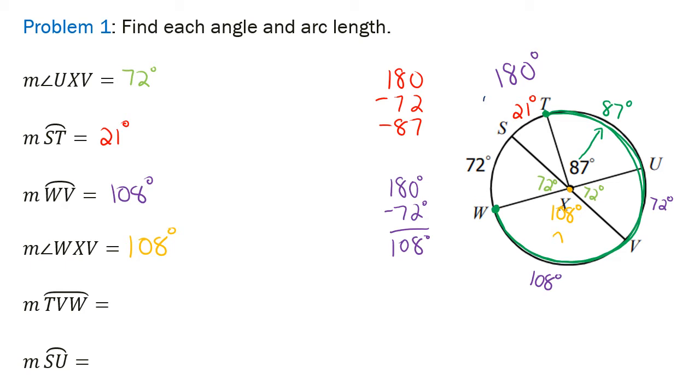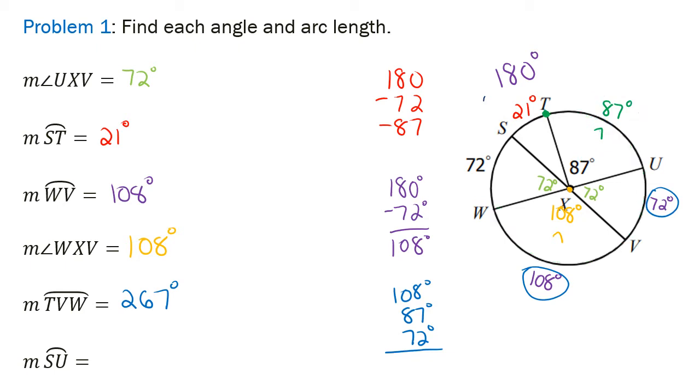Now I know all the pieces of this major arc. Starting at T, going to U, I'm going to need the 87, going from U to V, 72, and then V to W, 108. If I add those three numbers up, 108, 87, and 72, we get 267 degrees. The last little question it's asking for is what is the arc for SU?